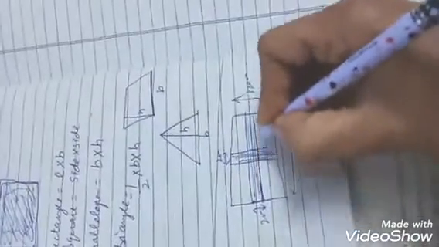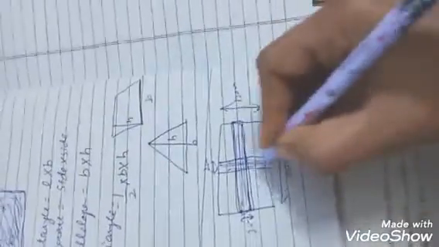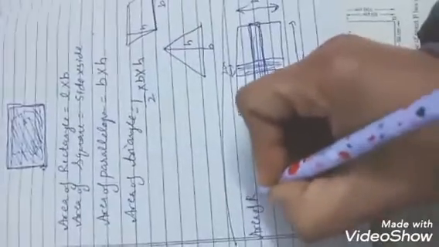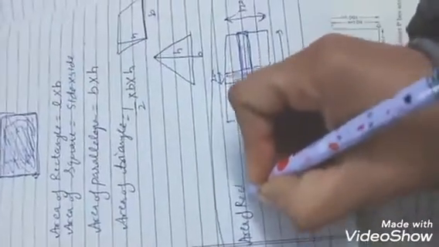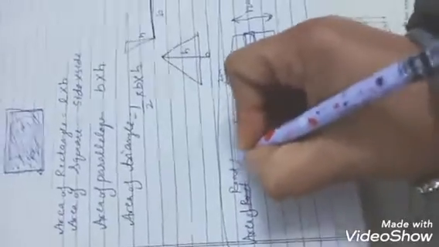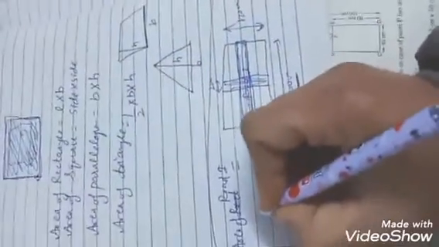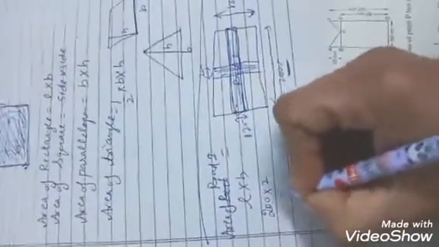Firstly, we will take this one road that is in the shape of a rectangle, whose length is 200 meter and breadth is 2 meter. Area of road 1, that is your road 1. Here you can write road 1. This is your road 2. Area of road 1 is equal to, what is the formula of area of rectangle? Length multiplied by breadth. It means 200 multiplied by 2, that is 400 meter square.